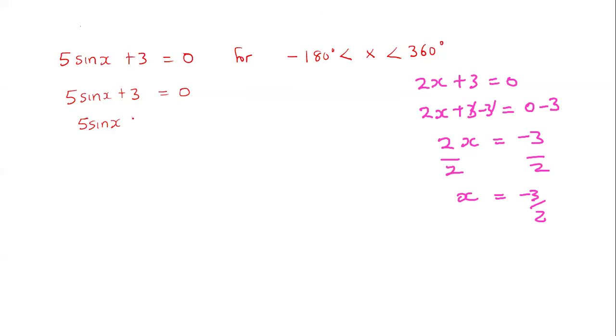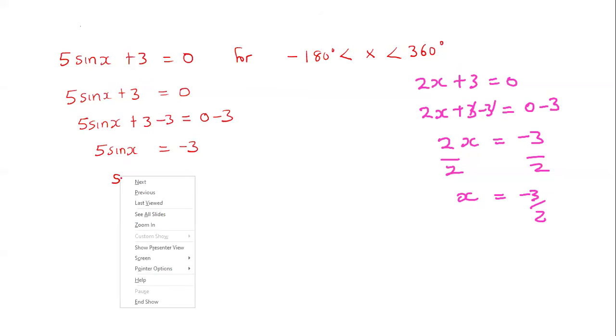5 sine x plus 3 minus 3 is equal to 0 minus 3. Then it becomes 5 sine x is equal to negative 3. Then we divide both sides by 5.